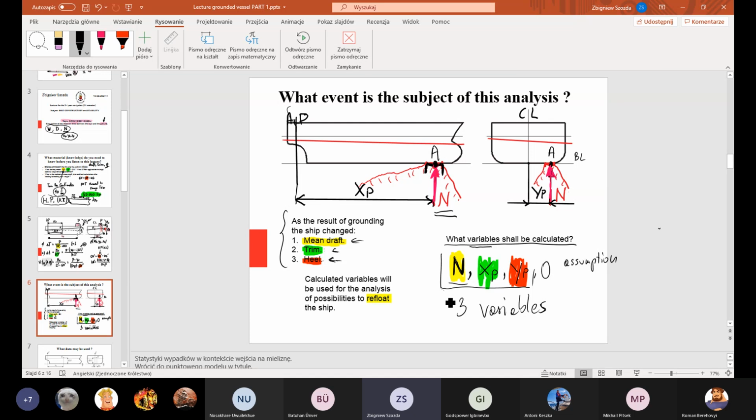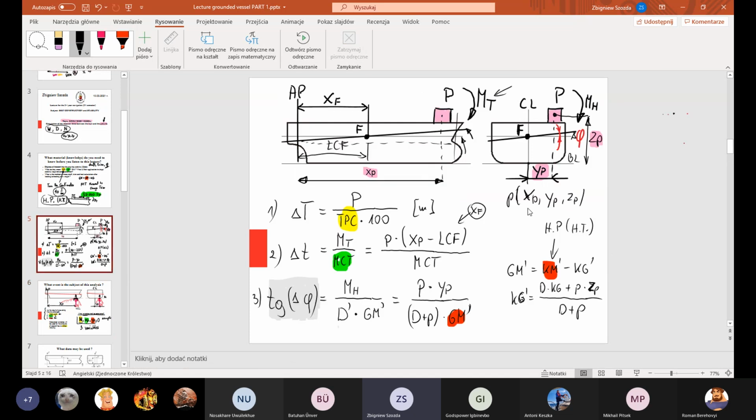For a moment, I will come back to the slide we discussed previously. Delta T means change of mean draft, change of trim, and change of the angle of heel, using TPC, MCT, and GM. GM, in terms of hydrostatic table, is KM. One more player here is the vertical position of the center of gravity.